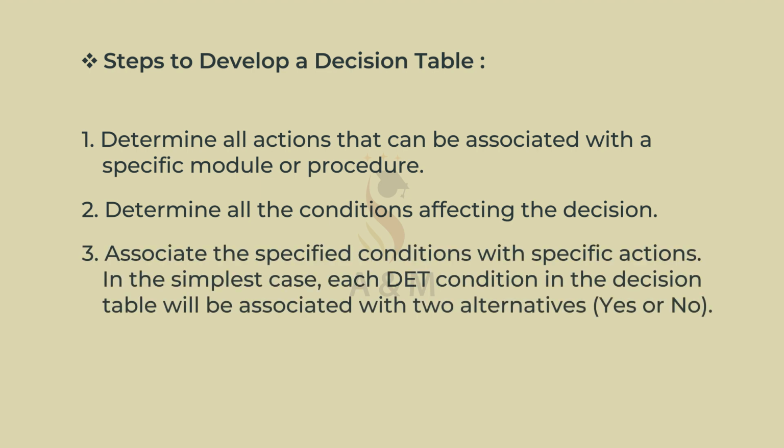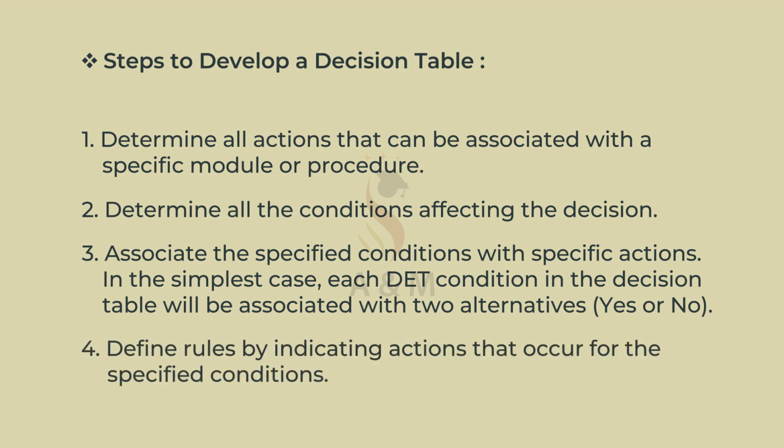Third one, associate the specified conditions with specific actions. In the simplest case, each condition in the decision table will be associated with 2 alternatives, that is yes or no. Fourth one, define rules by indicating actions that occur for the specified conditions.